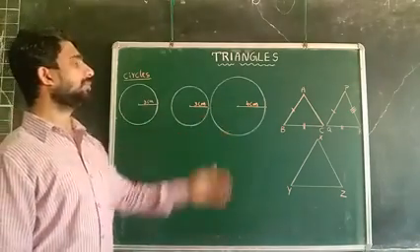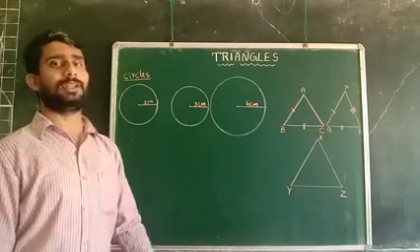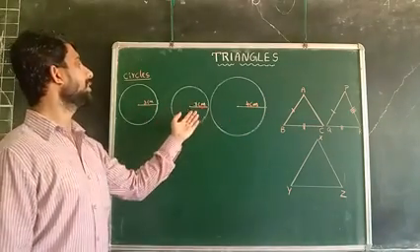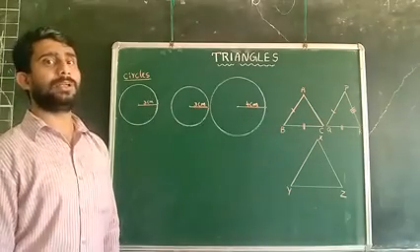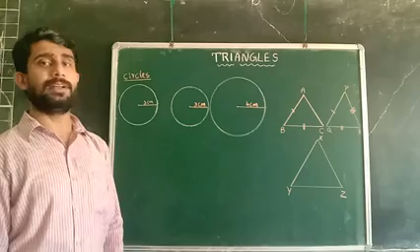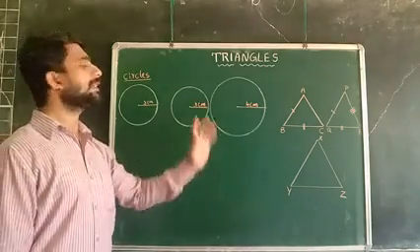Here I have one more circle of radius 4 cm. Are these two circles congruent? No, because their radius is not same. Therefore, I may call it as similar.